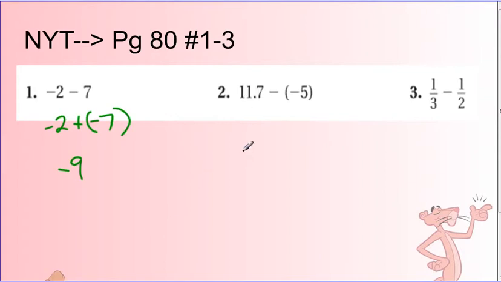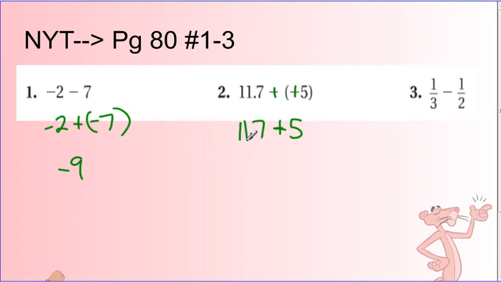Number 2, let's see, 11.7 minus, okay, so minus a negative, this is something you're going to see quite a bit. Anytime you have minus a negative, it really means plus, because if you do your KFC, this turns into a plus, that turns into a positive 5, which we don't need parentheses for. So minus a negative turns into plus a positive. It just turns into plus. That's something you'll see quite a bit throughout the entire school year.